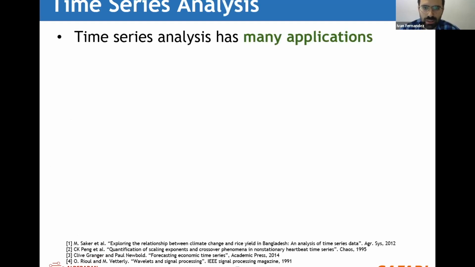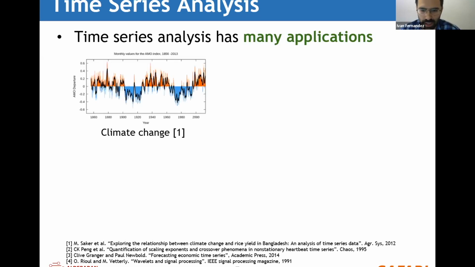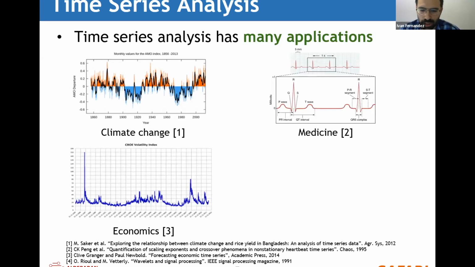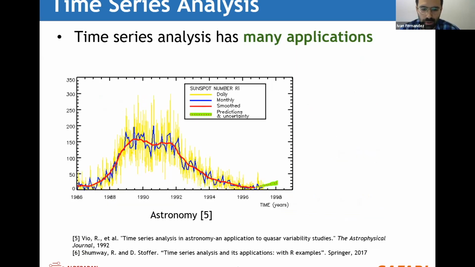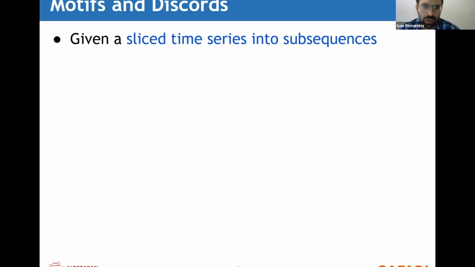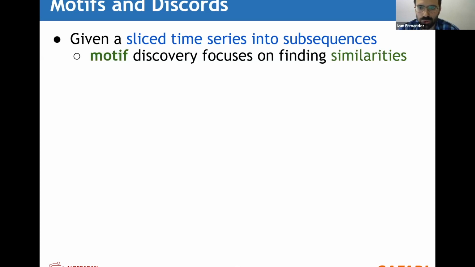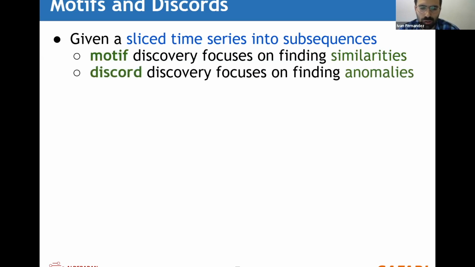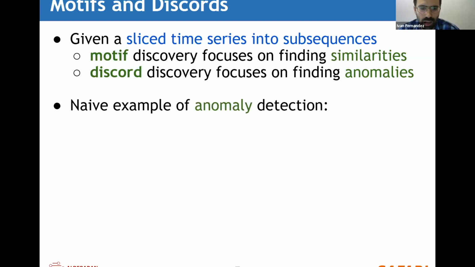Time series analysis has many applications like climate change, medicine, economics, signal processing, even astronomy, and many more. The two main primitives that we are interested in when performing time series analysis are motifs and discords. So given a sliced time series into subsequences, motif discovery focuses on finding similarities, while discord discovery focuses on finding anomalies. Let me show you a nice example of anomaly detection.